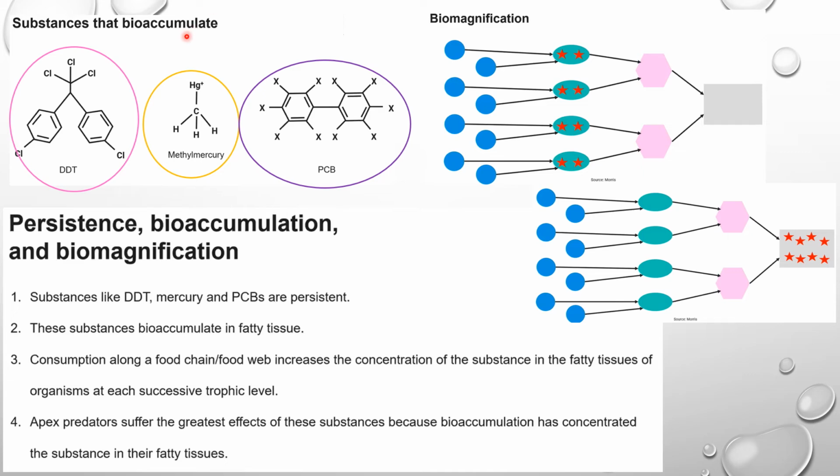Okay, so substances that can bioaccumulate are DDT, methylmercury, and PCBs. And something that they all have in common is that they don't break down. So bioaccumulation is the selective absorption and concentration of elements or compounds, and these are your compounds, guys, by cells in living organisms, and most commonly fat-soluble compounds.